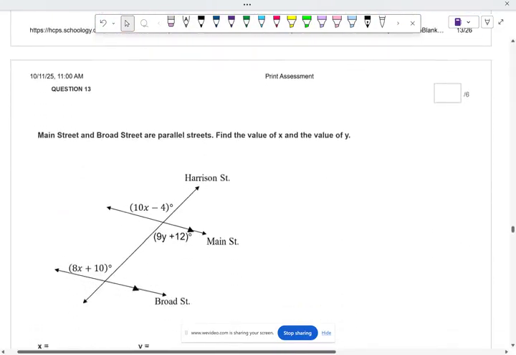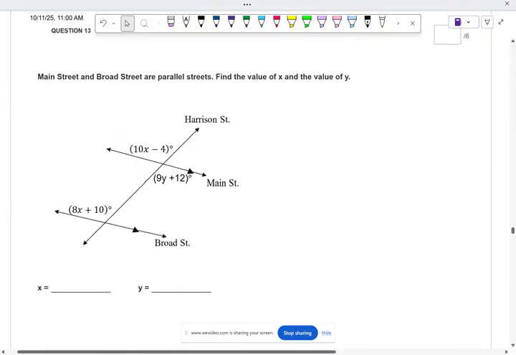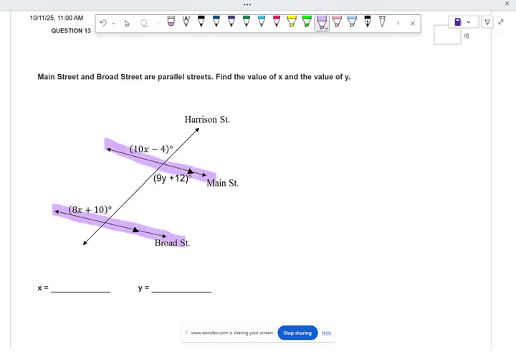All right, let's see, what do we have next? It says question 13, Main Street and Broad Street are parallel lines. So we'll get my purple. Find the value of x and the value of y. All right, we have algebra, so I'm going to use my X strategy with my different colors.